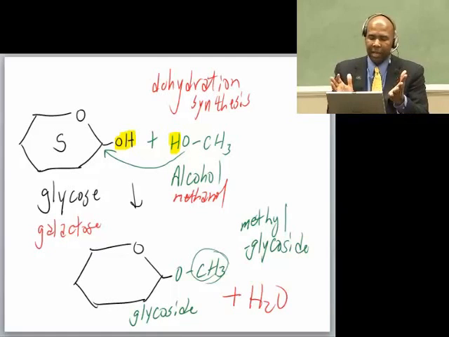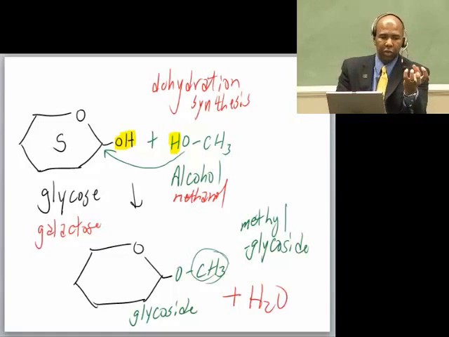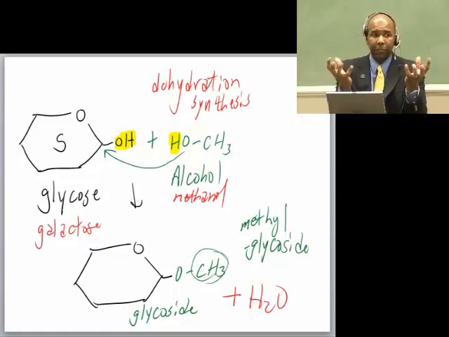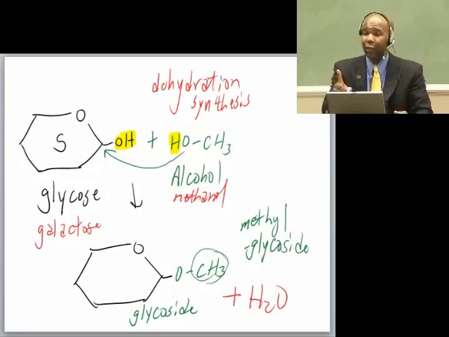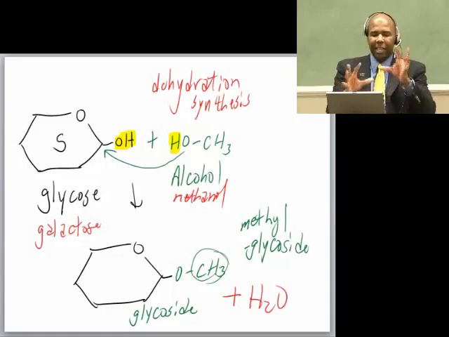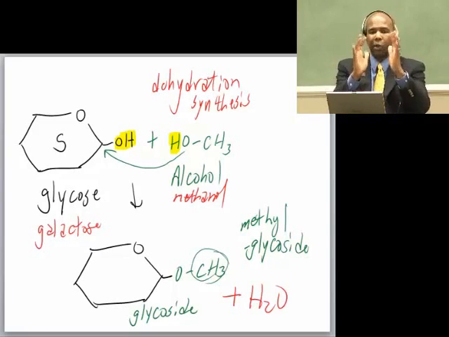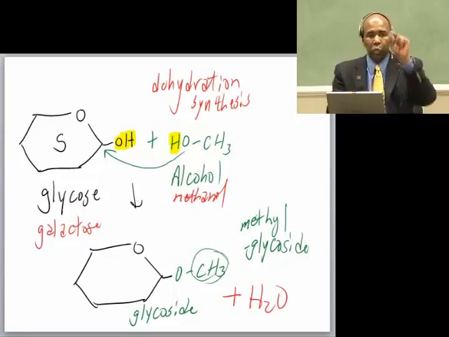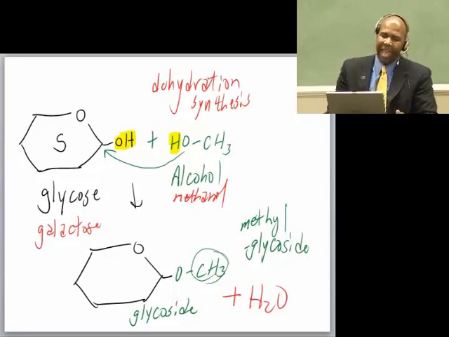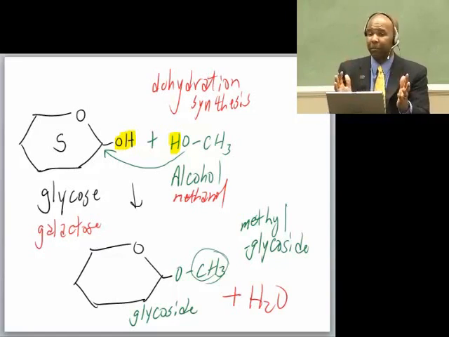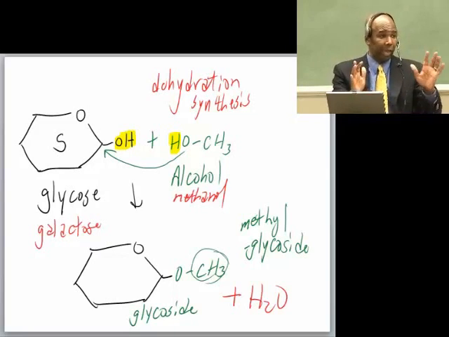What is the name of the product when you join a sugar, the anomeric carbon of a sugar, to an alcohol? What is the name of that product? A glycoside. A glycoside. Okay? The anomeric carbon, the functional group, well, on the anomeric carbon end of an aldose, we have a hemiacetal. If we add an R group, or if we add an alcohol to that anomeric carbon, what new functional group do we create? We create an acetal. Okay? Everyone okay with that?